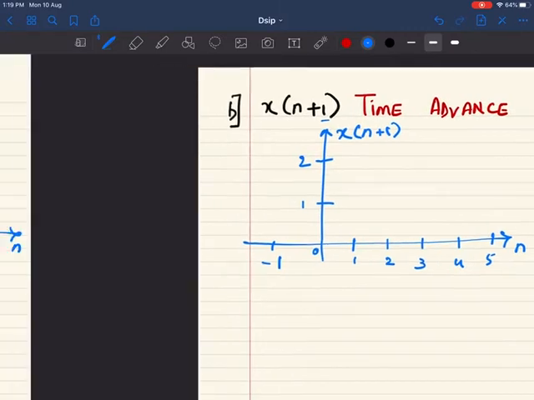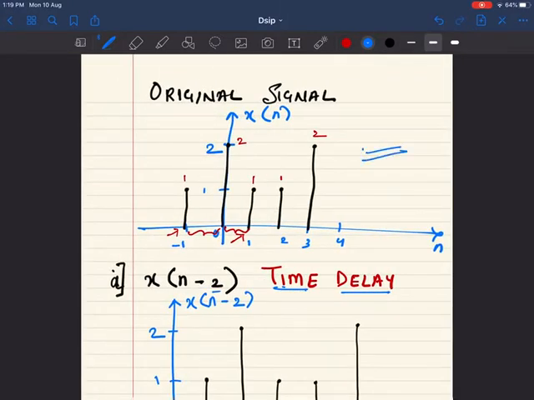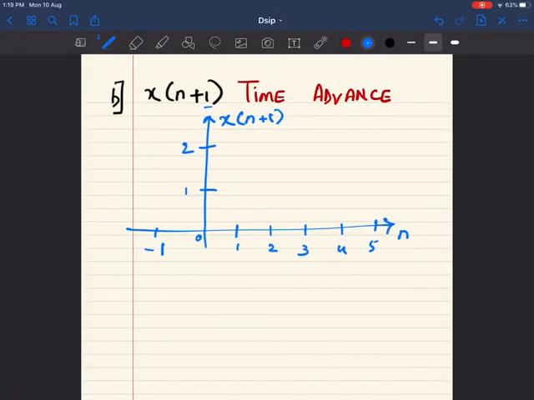So let's see my original signal over here. My original signal starts at -1. At time advance, what is going to happen? It is going to start at -2 because it will arrive by 1 unit early. So that is the concept behind it. The values will remain the same, just that the signal will arrive earlier than it has arrived in the original signal. So this is how it's going to look like. 1 over here.